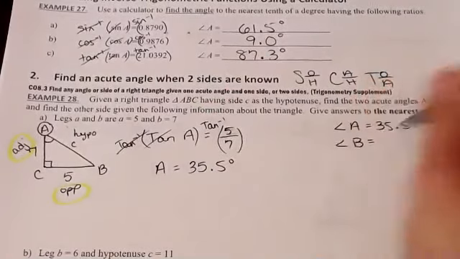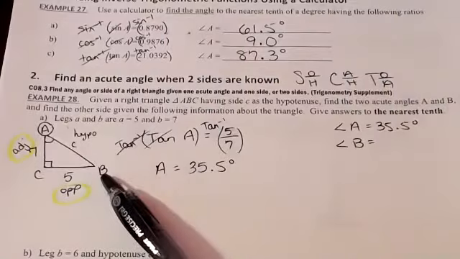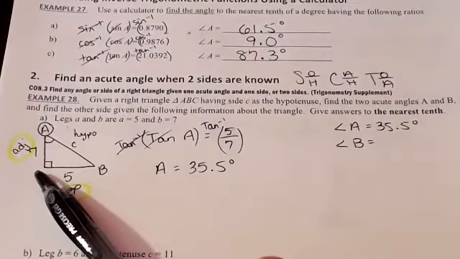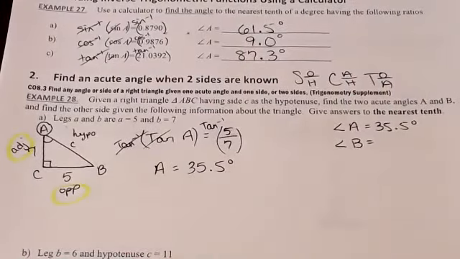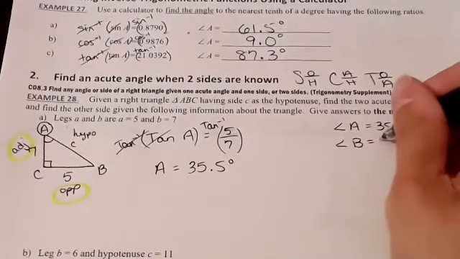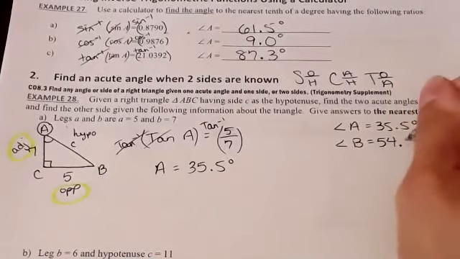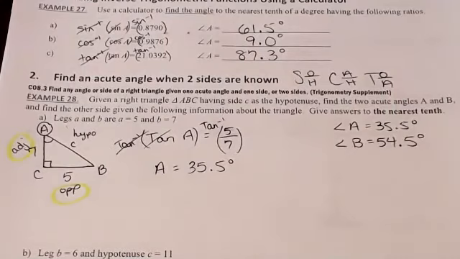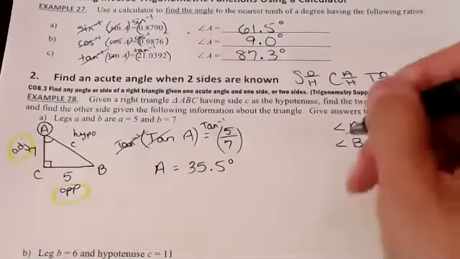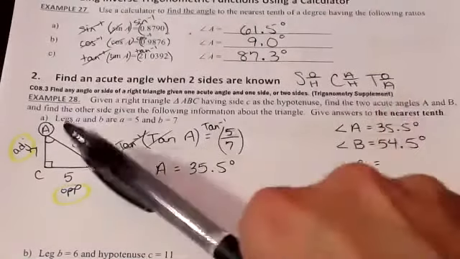The great thing is automatically I know angle B. C is 90 degrees, A is 35.5. To figure out what's left, you subtract from 180, and you see that angle B has to be 54.5 degrees. The last thing we want to know is what is side C?